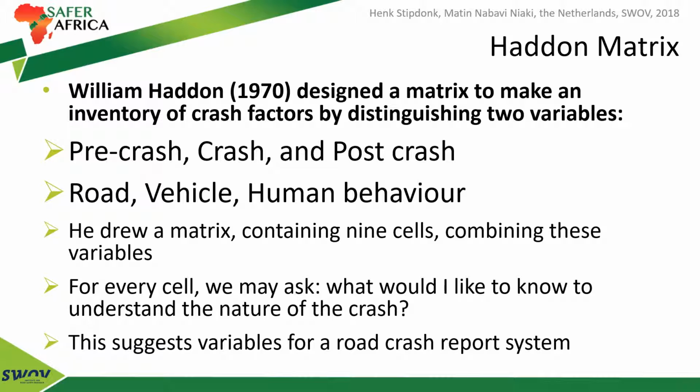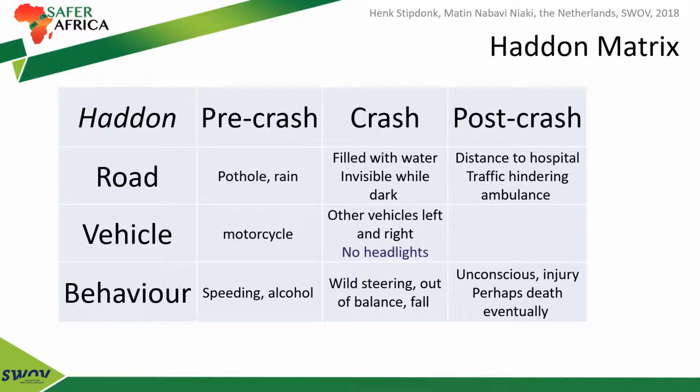We can make a list of relevant variables using the Haddon matrix. This is what Haddon's matrix looks like. We may fill this matrix while looking at a crash. For example, a motorcyclist drives into a pothole filled with water from an earlier rain shower and breaks his back. Pre-crash variables might be as shown.